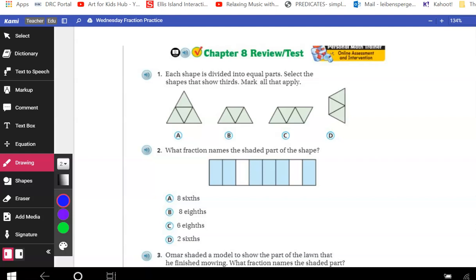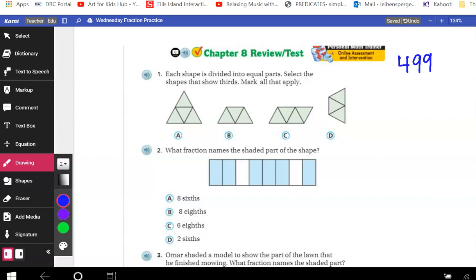Hi, third graders. Today we're going to be doing some Chapter 8 fraction practice. We are in our Go Math books on page 499 to start. And we're going to go through a few pages here with some practice problems to get you ready for the test which is coming up. So let's get started.